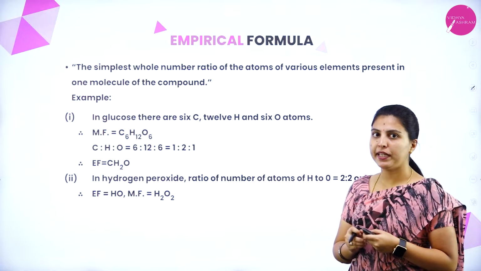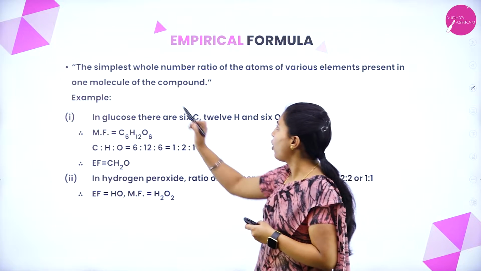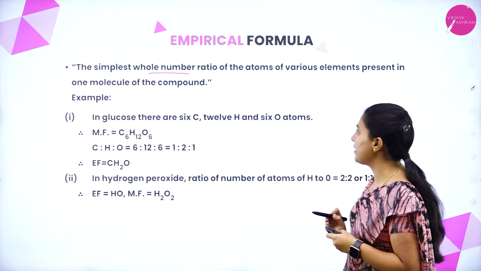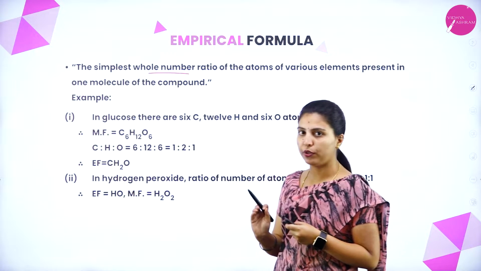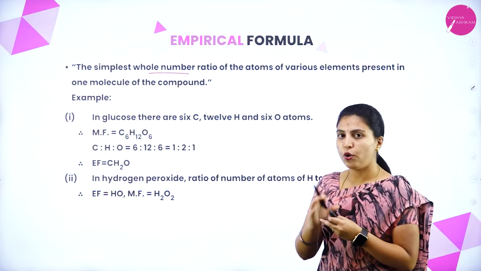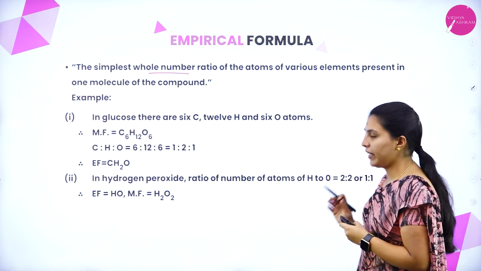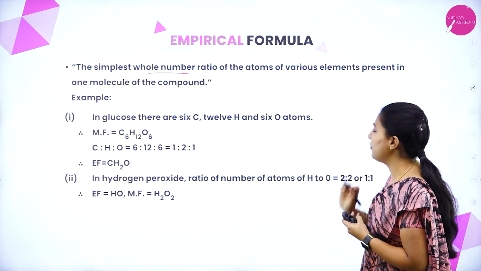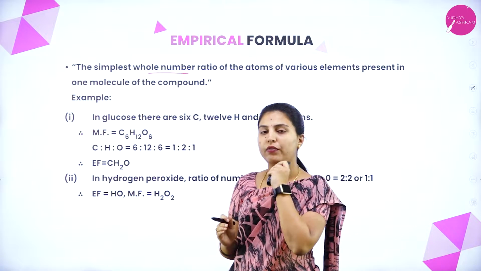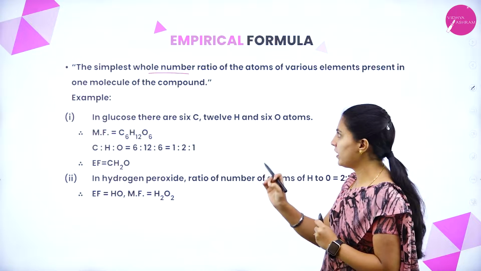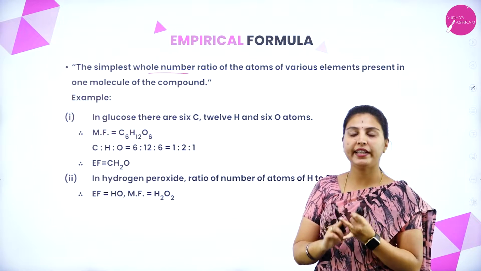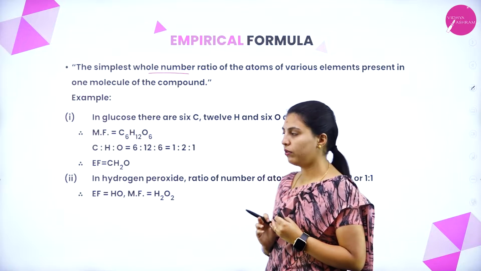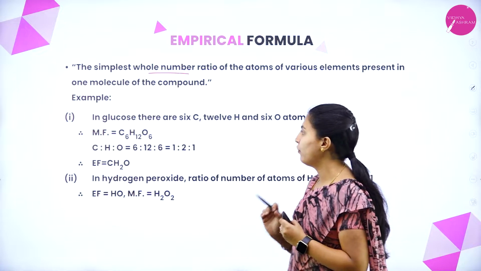Next, we will see empirical formula. The simplest whole number ratio of the atoms of various elements present in one molecule of a compound. You are seeing the whole number ratio of atoms of the elements present in one molecule of the compound. Okay, that is known as the empirical formula.